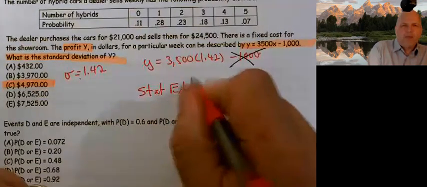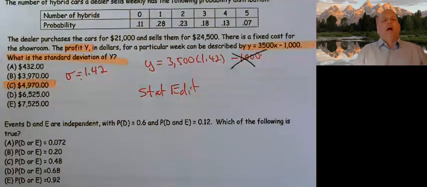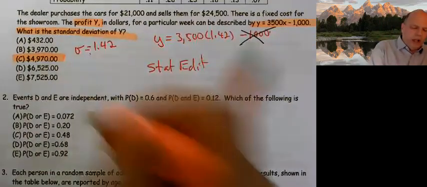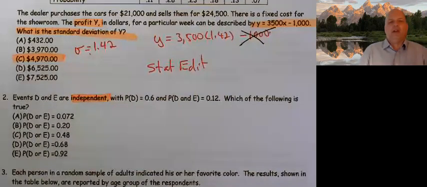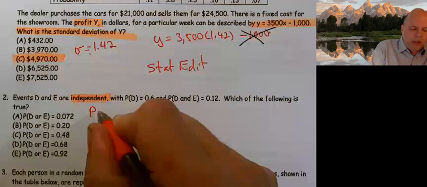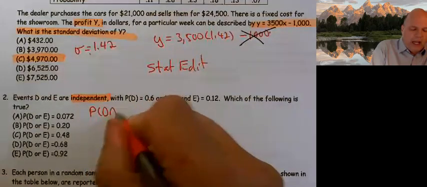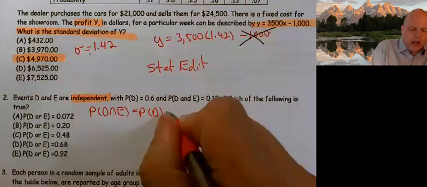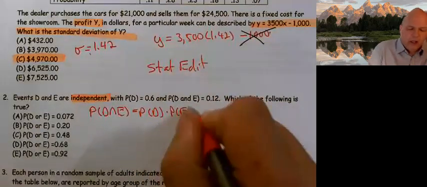All right, our next problem. Problem number 2, events D and E are independent. That's a key word. They're telling us they're independent, and the very fact that they're independent tells me that if independent, the probability of D and E equals the probability of D times the probability of E.